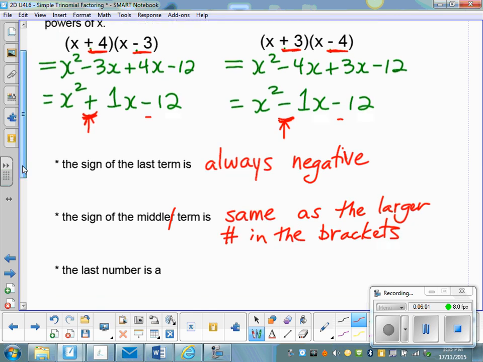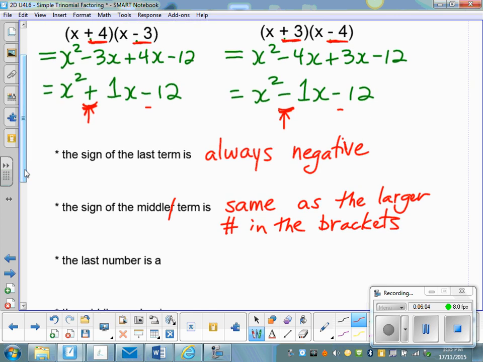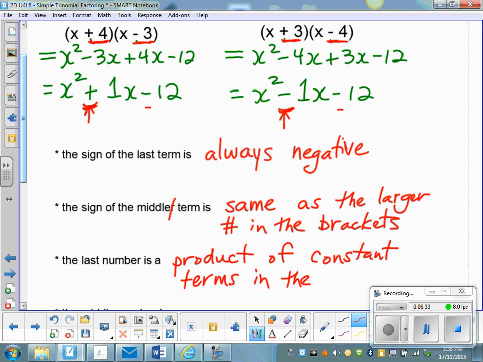And the last number, so this number 12, is like it was before: it's the product of the two constant terms in the brackets. So it's the product of constant terms in the brackets. So in both cases, we're multiplying the 3 and the 4 together to get the 12, the 3 and the 4 together to get the 12 here.